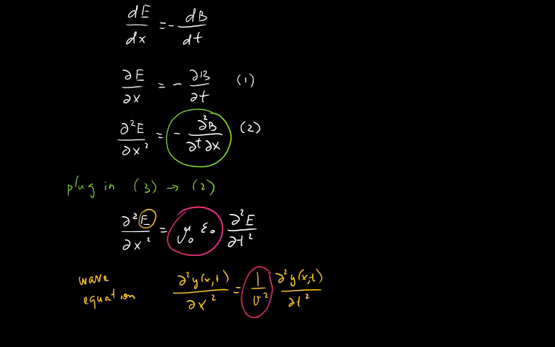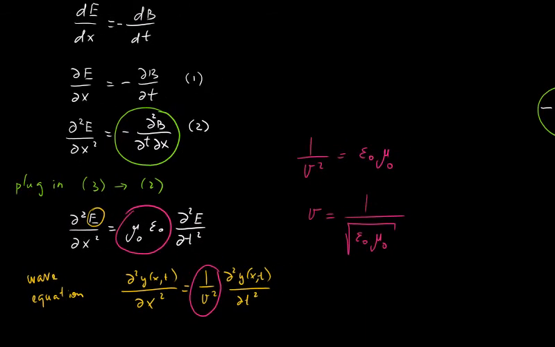Let's write that down here. So 1 over v squared equals epsilon naught mu naught, where epsilon naught is the free space permittivity and mu naught is the free space permeability. From here, I can find the speed of the electromagnetic wave equals 1 over the square root of epsilon naught mu naught, which are the electromagnetic constants. Well, guess what? If I were you, I would stop right here, pause the video, and plug in the values for epsilon naught and mu naught and see what you get.